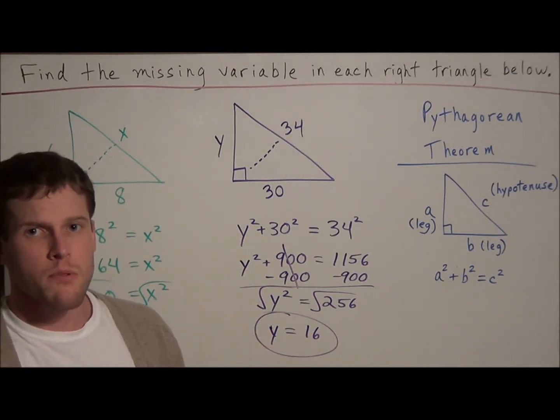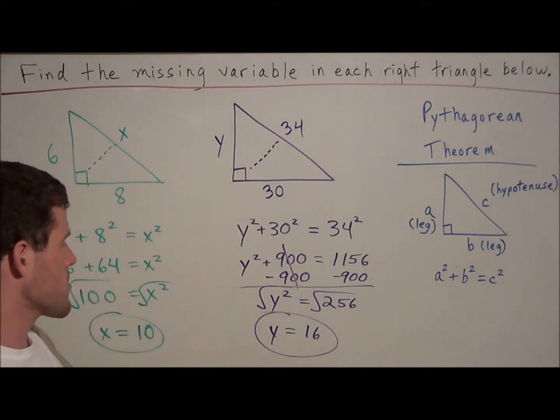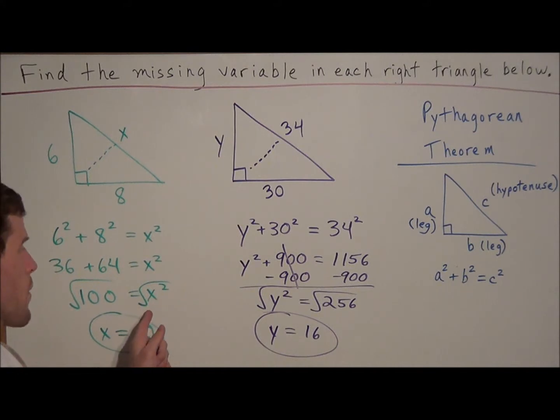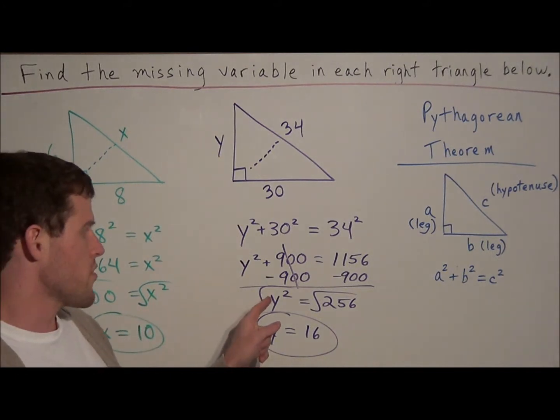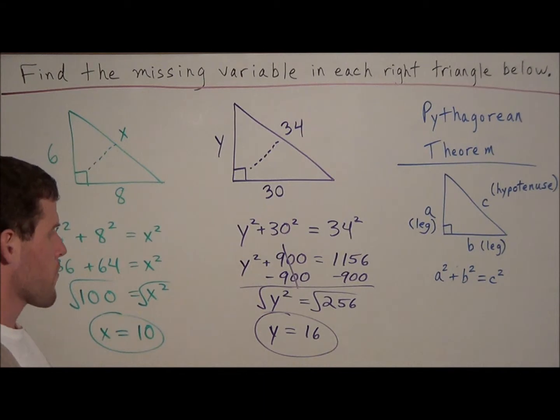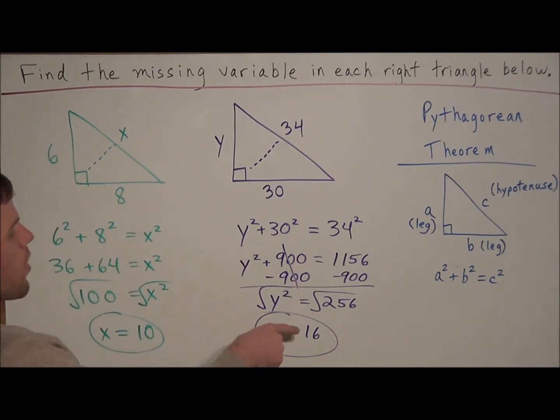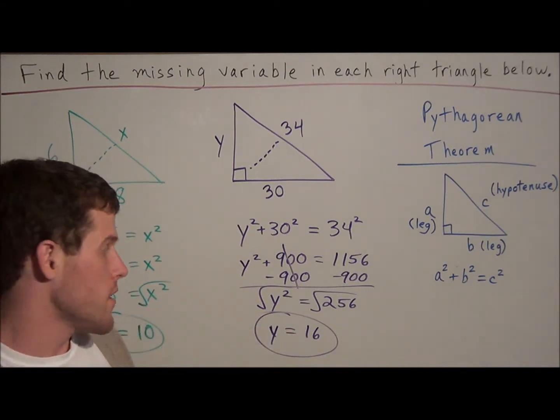Guys, one thing: later on, when you're taking the square root of a term like x squared and y squared, it gets a little bit more complicated, but since we're talking about distance, we could just go ahead and say that the square root of x squared is x, and the square root of y squared is y. So we have both of our answers, x equals 10 and y equals 16, and this is going to wrap up this problem.